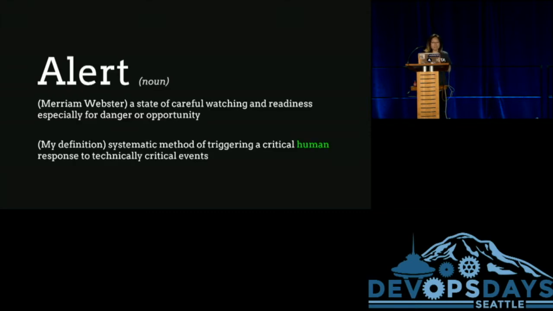If you think about alerts, well, there's that boring Merriam-Webster version of what an alert is. But you can really boil it down to alerts being supposed to raise attention to things that really deserve attention, right? But given many different definitions of what alerts are supposed to be, my definition is the systematic method of triggering a critical human response to what's considered technically critical events, right?